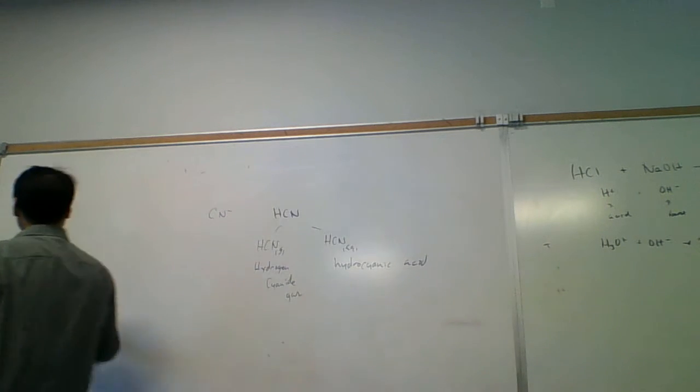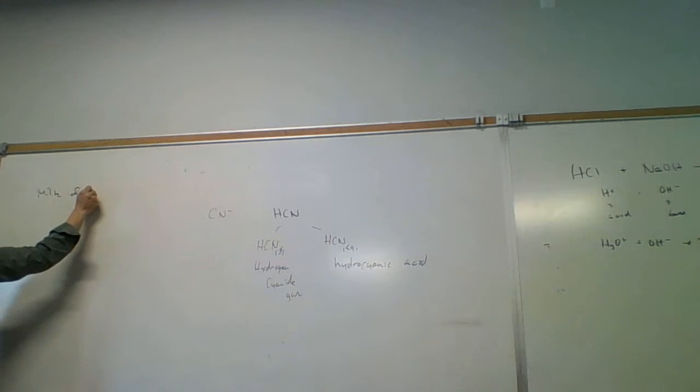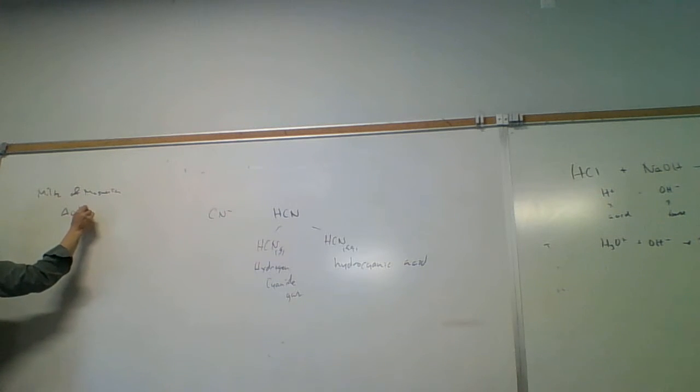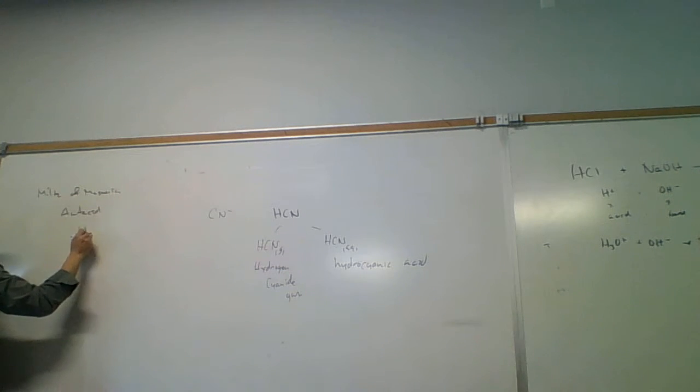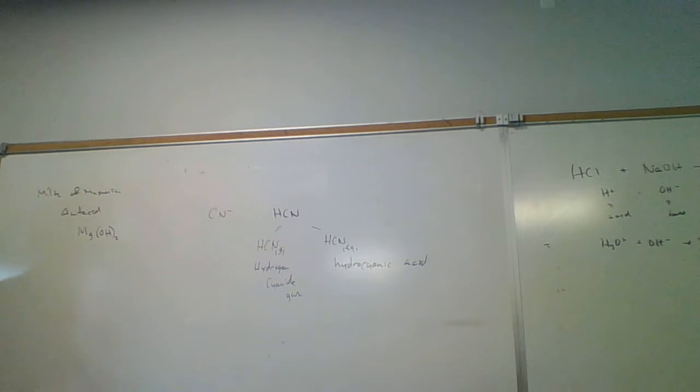You know, milk of magnesia. Milk of magnesia is an antacid. It just helps neutralize your stomach acid. You know what it's made out of? Milk of magnesia? What's this called? Magnesium hydroxide.